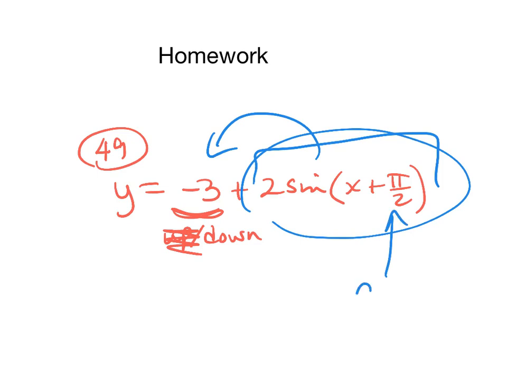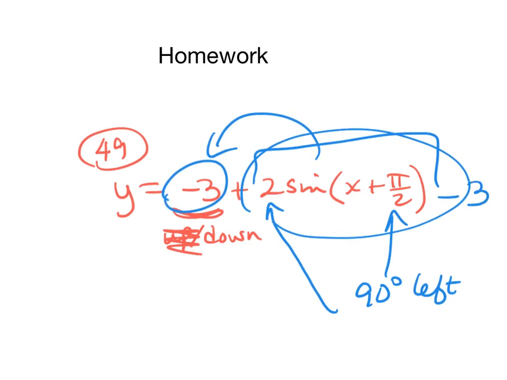Okay, so you're going to do this part first. You're going to shift it, this is 90 degrees. So you're going to shift it 90 degrees to the left. You're going to add in your amplitude of 2, graph that, and then take that graph and shift them all 3 down. On number 50, it's got 4 in front. So you'll shift all your points 4 units up. So instead of it listed back here as a -3, they put it in the front, but whenever you have a number in front or at the end, that's your shift up and down.